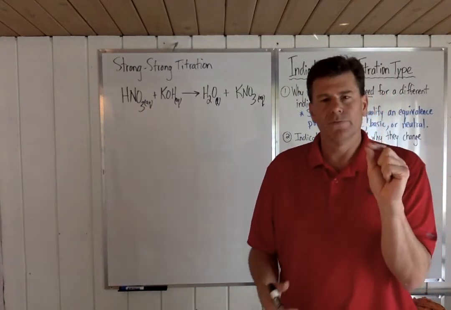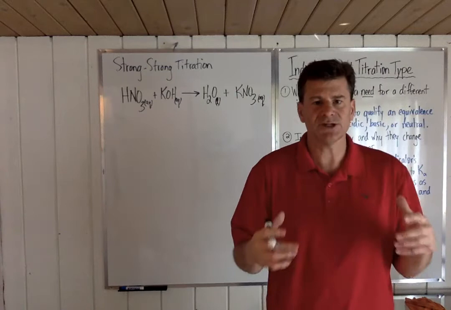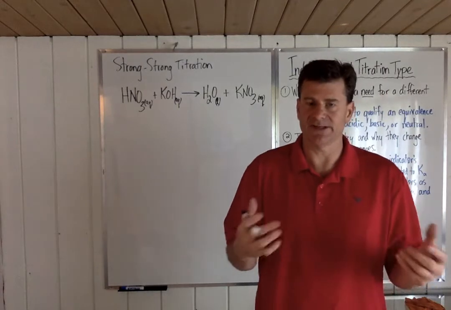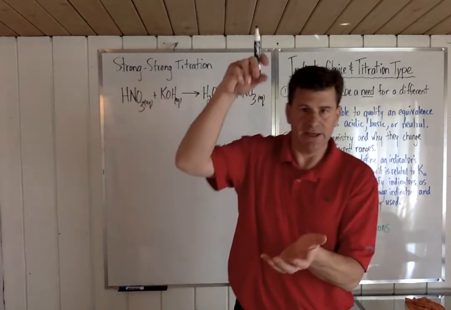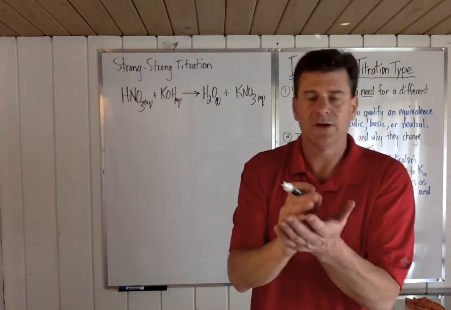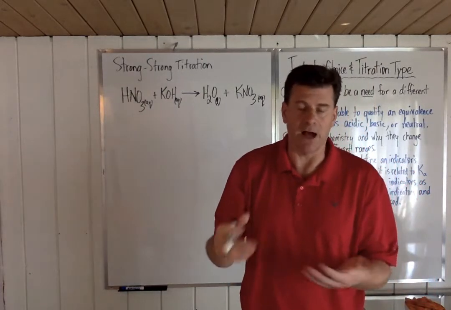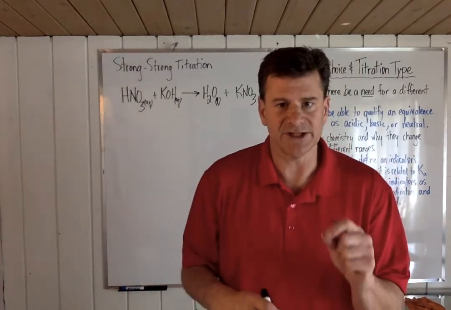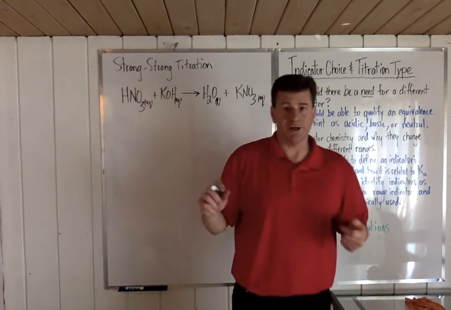Now, remember what I said. The whole indicator choice thing is based on what you have made at equivalence. And so your understanding of this is a critical thing. So when you're at equivalence, if I keep dripping KOH into my HNO3, keep dripping it, I have hit equivalence when the moles of KOH that I've added exactly equals the moles of the HNO3 that was present in the original solution. Why is it exactly the same? Because they're in a 1-to-1 ratio.